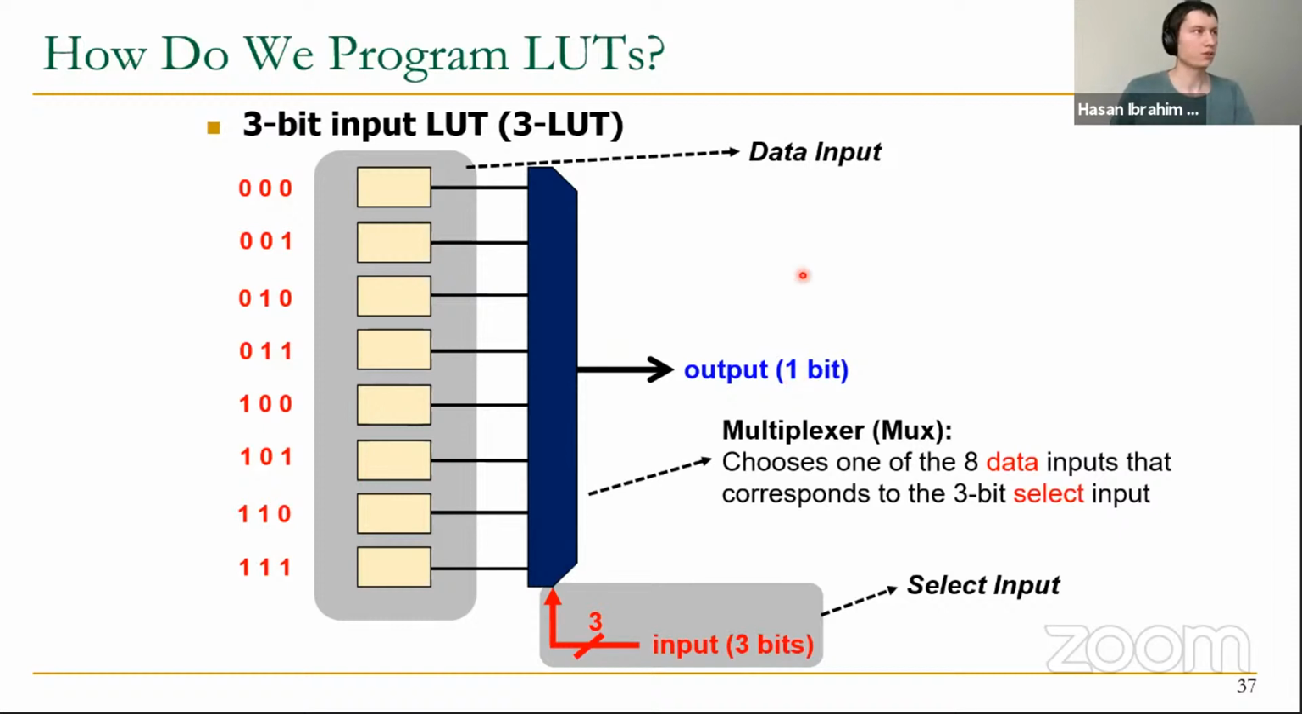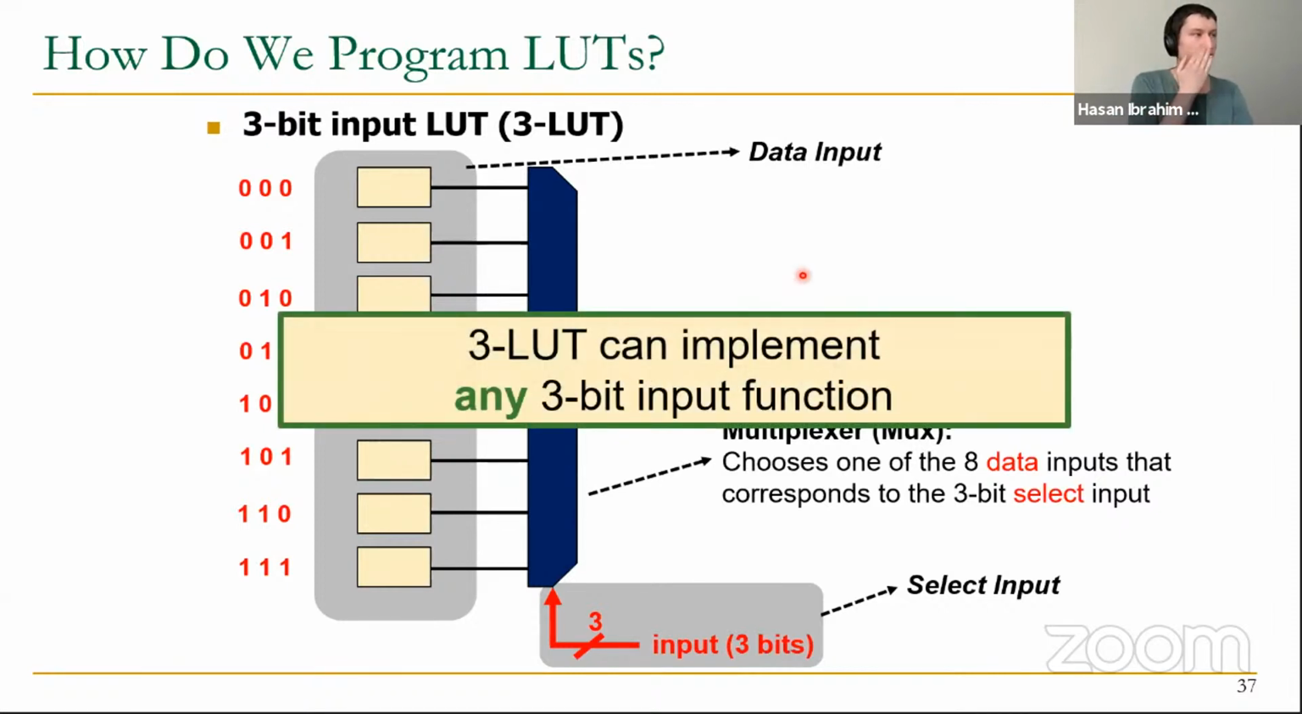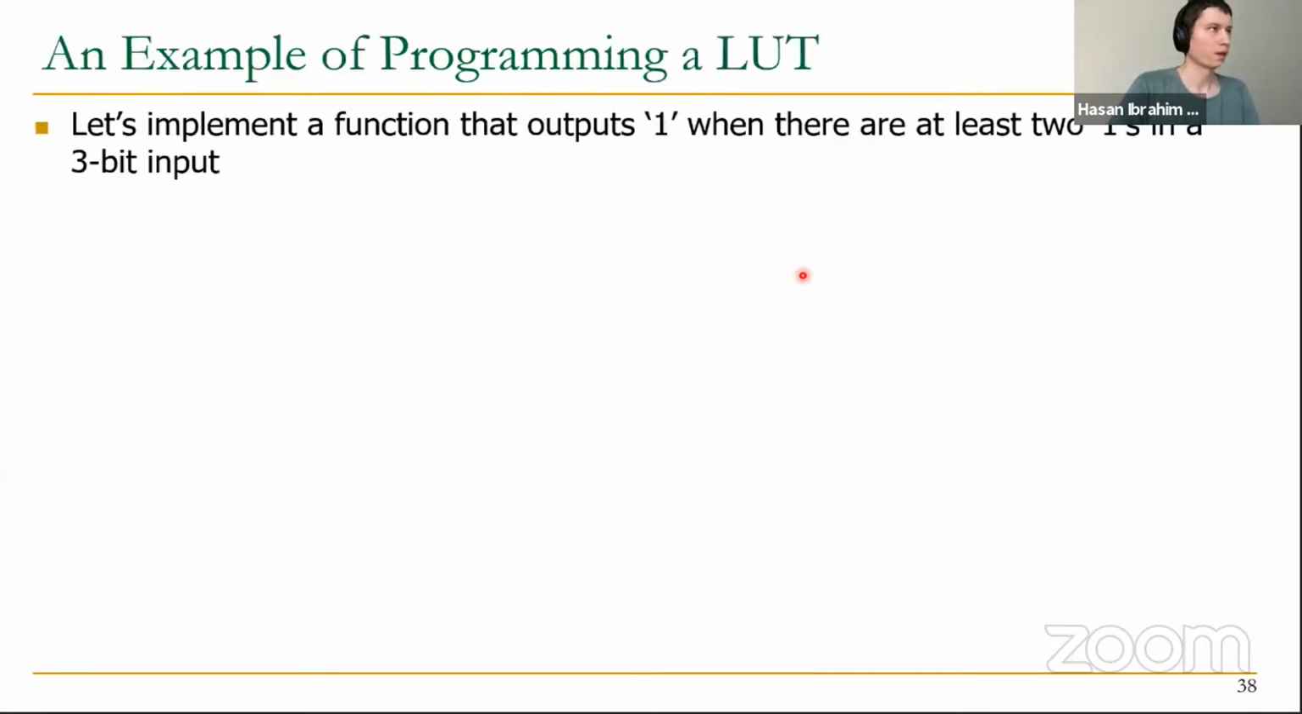Okay, so let's get to the example. It will be more clear. But with a 3-bit lookup table, you can implement any function that gets 3 bits as an input. And hopefully you will be convinced after this slide that that's true.